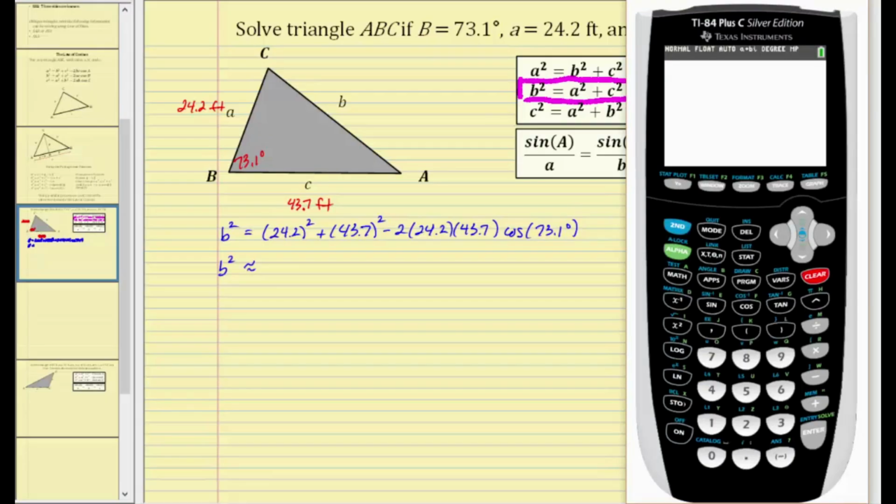The first thing to do is make sure we are in degree mode by pressing the mode key. And notice in the third row, we are in degree mode. So going back to the home screen, we now enter the right side of the equation.